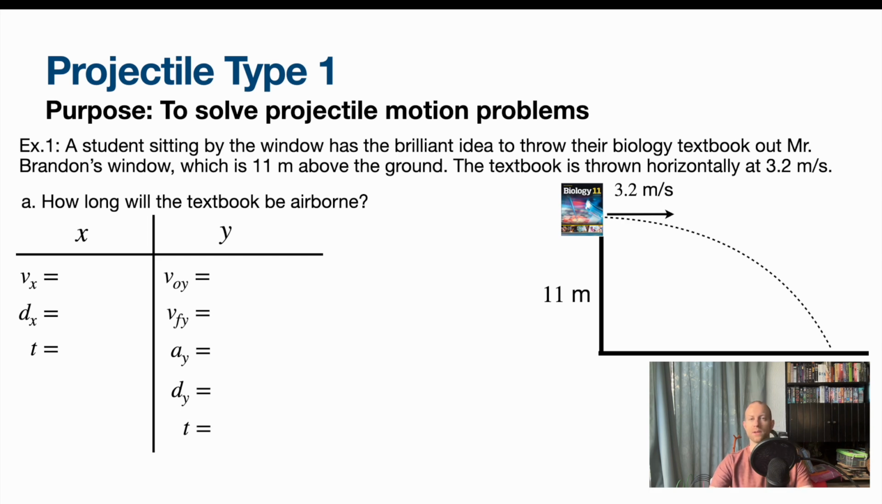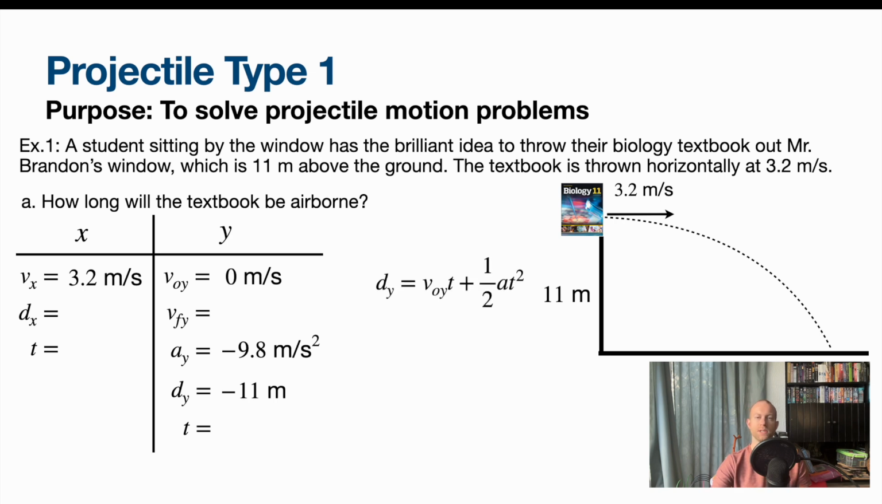Now let's start filling in what we know. We know that the initial velocity is 3.2. And since it says it's thrown horizontally, that means it's all X component. There's no Y component. Our Y component is actually 0. It's thrown sideways, so nothing up and down. Acceleration, yeah, we're on Earth, so it's negative 9.8. dy is negative 11, because it's going down.